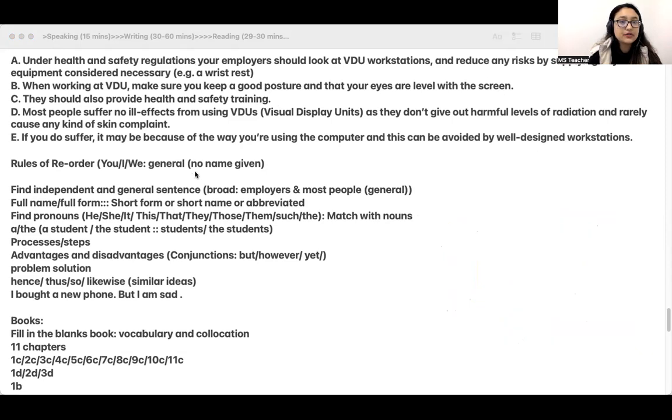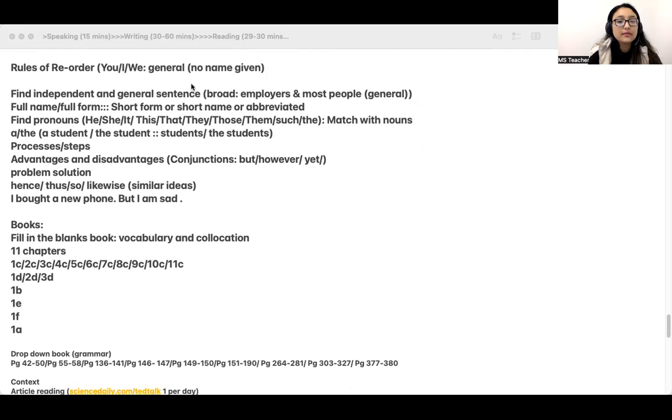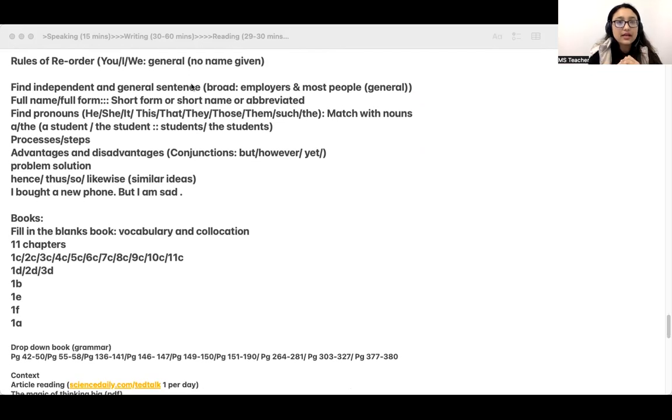Please take a note of it. Don't just rely on screenshots. Make sure you have your pen and paper handy with you. So the first rule of reorder is do not consider you, I, and we as a pronoun. Yes, you, I, and we are pronouns, but in reorder, do not consider them as pronouns.